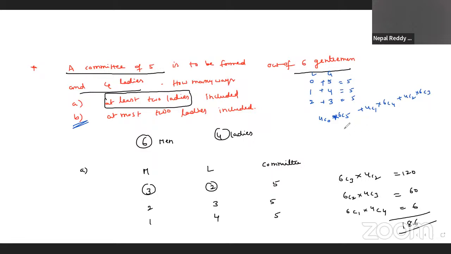6C5 value is 6, 4C0 value is 1. Next, 4C1 is 4, 6C4 is 15. Next, plus 4C2 into 6C3, that becomes 120. So 6 plus 60 plus 120, that becomes again 186. This is the answer.